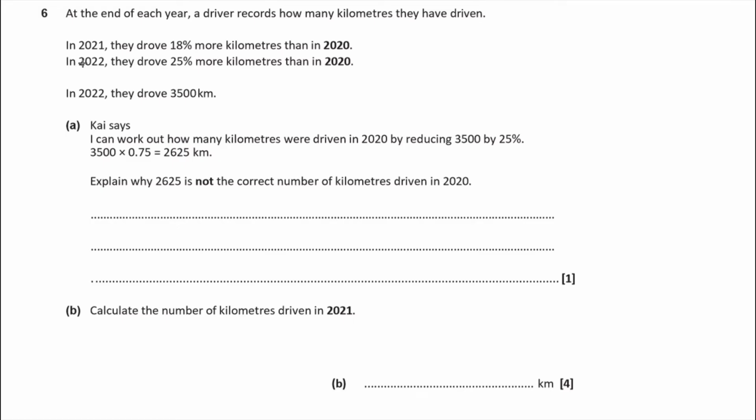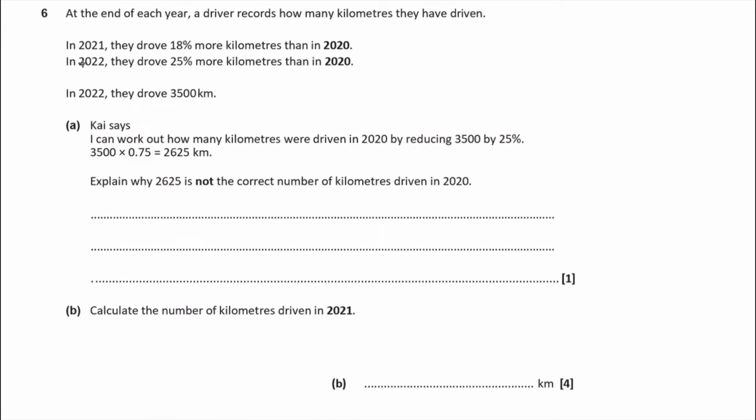At the end of each year, a driver records how many kilometers they have driven. In 2021, they drove 18% more kilometers than in 2020. In 2022, they drove 25% more kilometers than in 2020. In 2022, they drove 3,500 kilometers. Kai says, I can work out how many kilometers were driven in 2020 by reducing 3,500 by 25%. 3,500 times 0.75 is 2,625. Explain why 2,625 is not the correct number of kilometers driven in 2020.